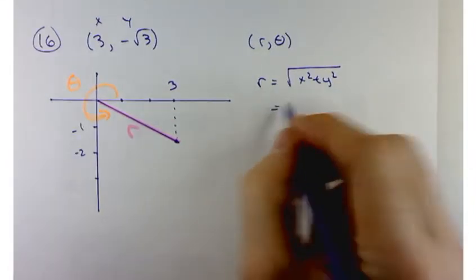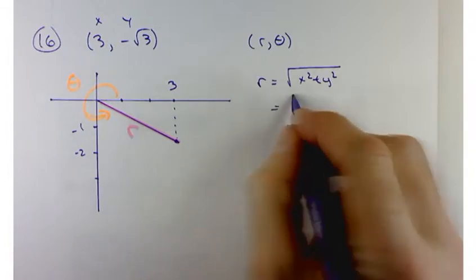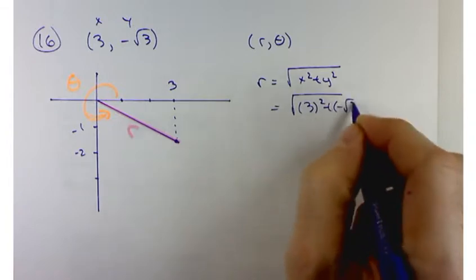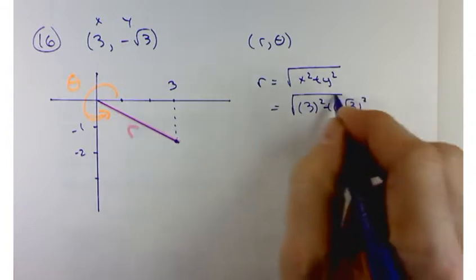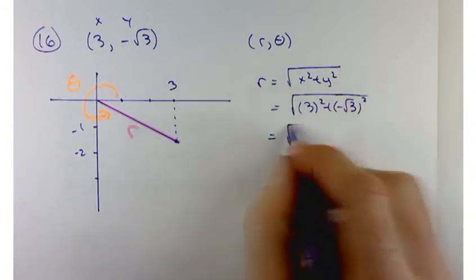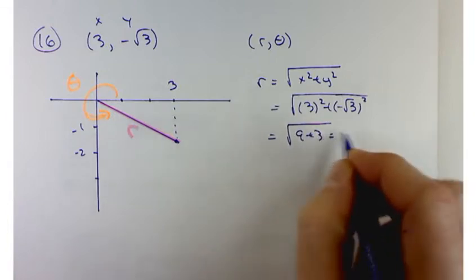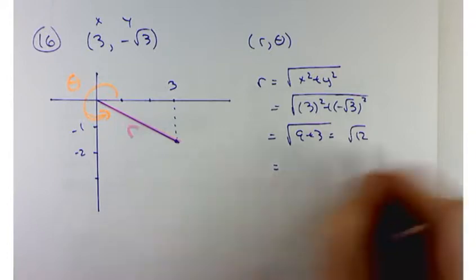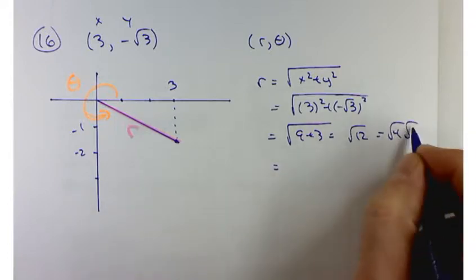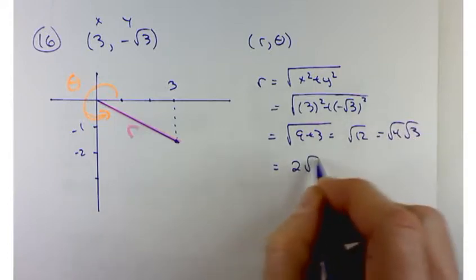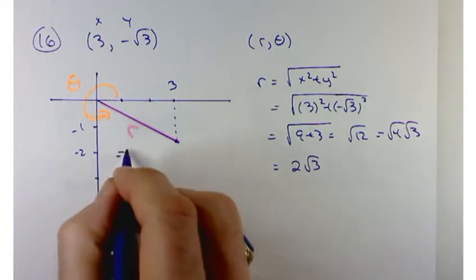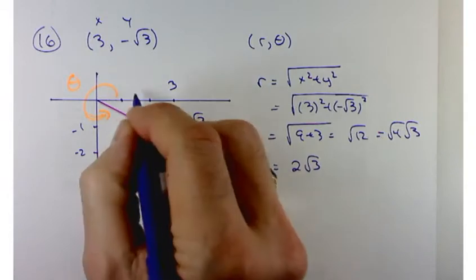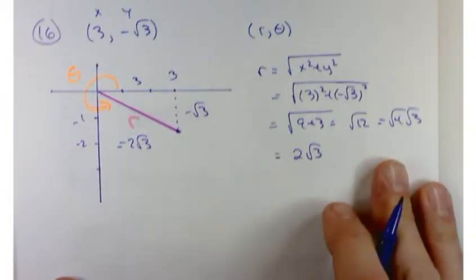Okay, so let's start by finding r. R is going to be the square root of 3 squared plus negative root 3 squared, which gives you the square root of 9 plus 3, or the square root of 12. And it might be helpful to write that as square root of 4 times square root of 3, or better yet, 2 square roots of 3. So 2 square roots of 3 here, minus square root of 3 here, and 3 on this side.